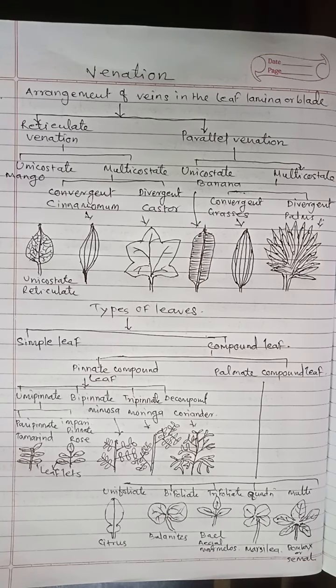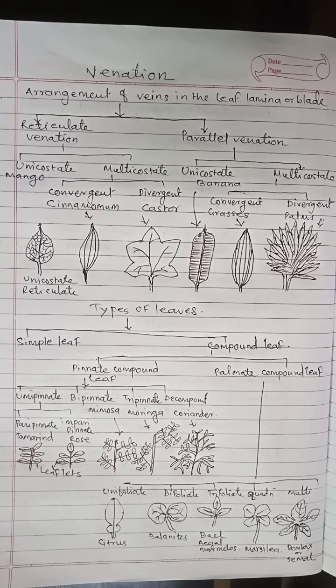Then second type, that is parallel type of venation. In this type of venation, all the veins run parallel to each other. Such type of parallel venation is found in monocot leaves. It is also of two types: unicostate parallel venation and multicostate parallel venation. In unicostate parallel venation, there is a prominent midrib in the center. From this arise many veins perpendicularly and run parallel to each other. Such type of unicostate parallel venation is found in banana trees.